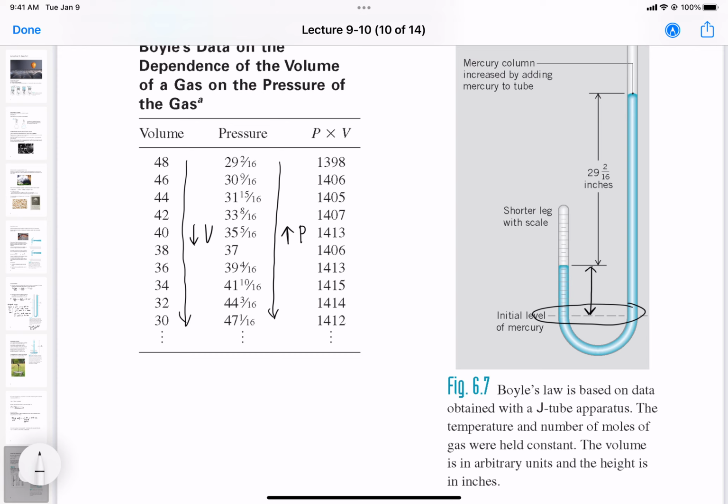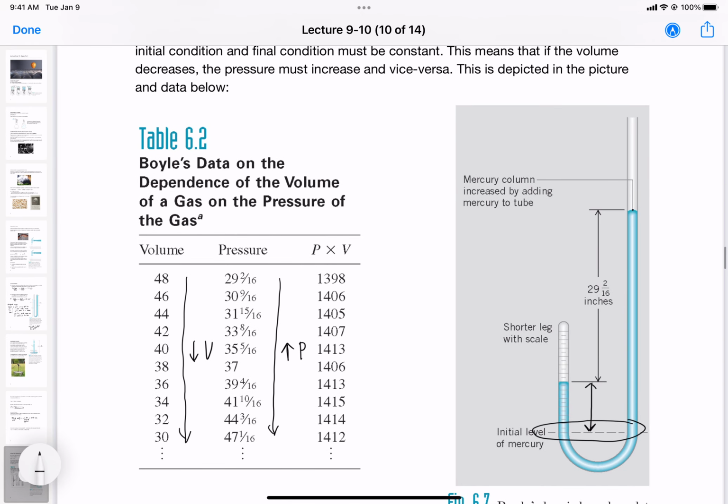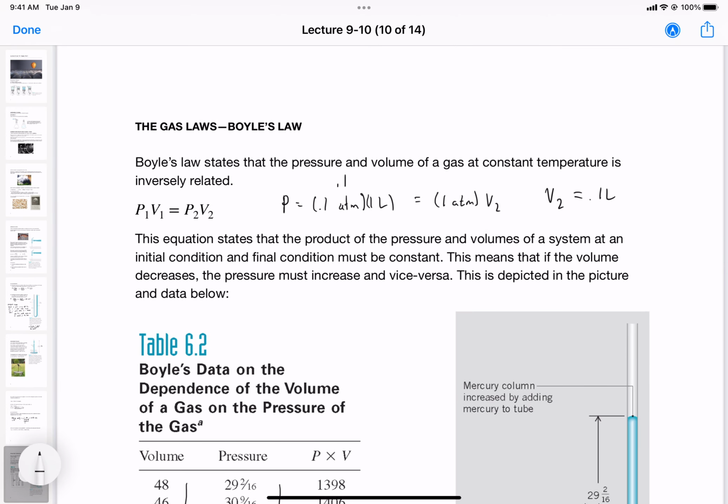So temperature will affect both volume and pressure, and moles will affect the volume. But we'll go more into that as we discuss our gas laws here. Okay? So that's Boyle's Law. Boyle's Law relates pressure to volume.